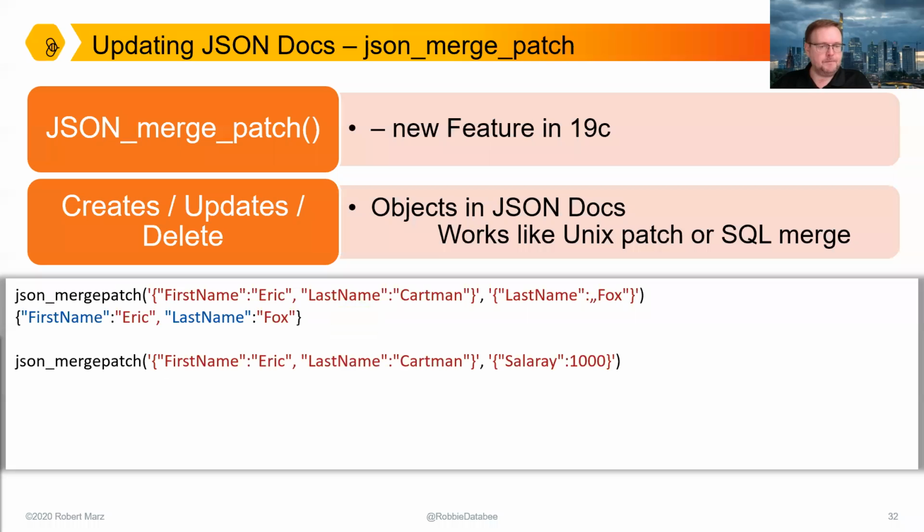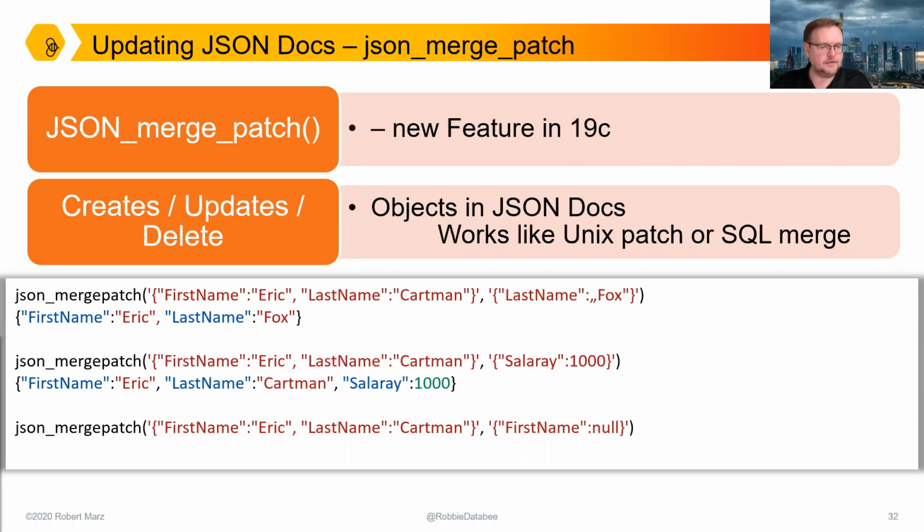Next example. Call JSON merge patch with a JSON document that contains a field that isn't in the original document. So first name Eric, last name Cartman. Add this field salary, and this is the expected result. So we get this new field added. And if you call this same document with first name as null, JSON merge patch will delete the first name field from the JSON document.